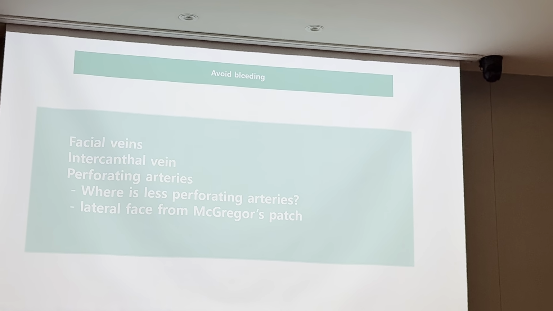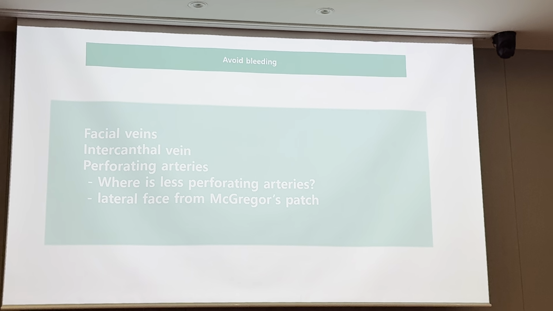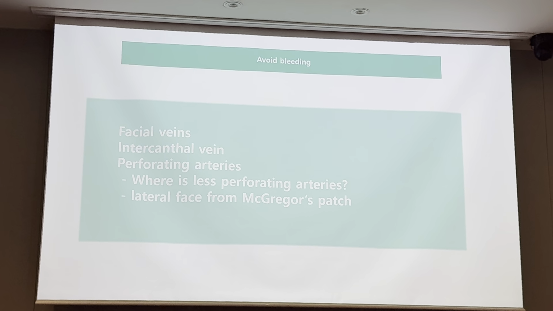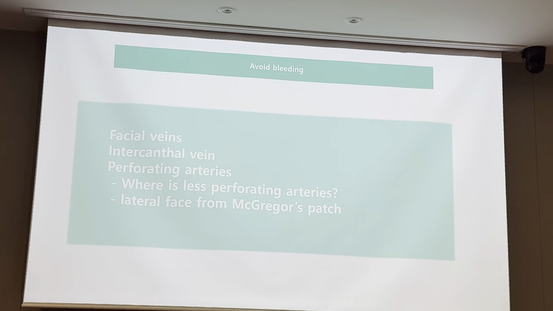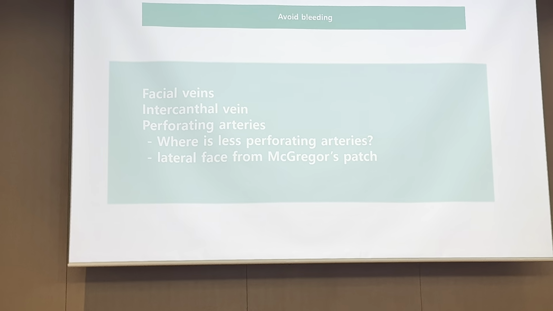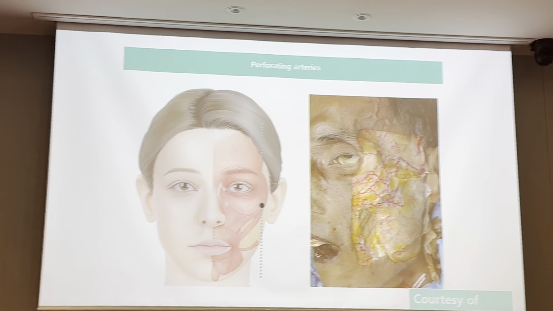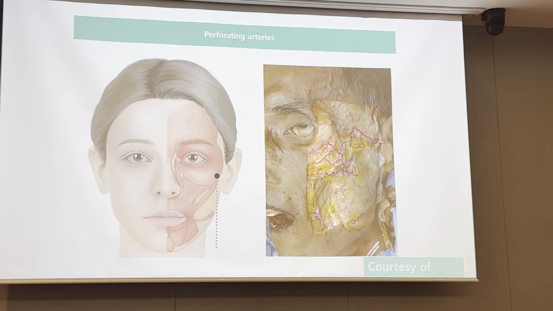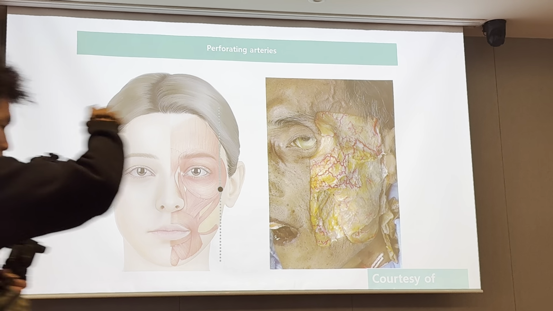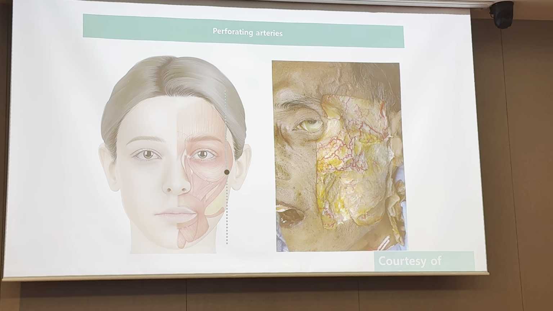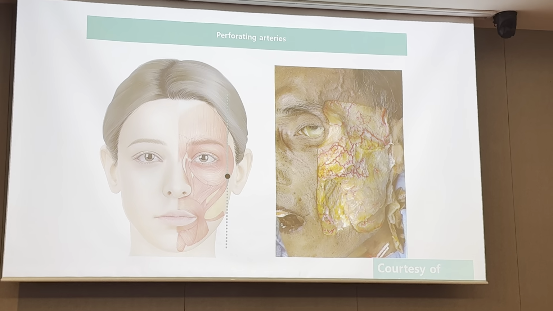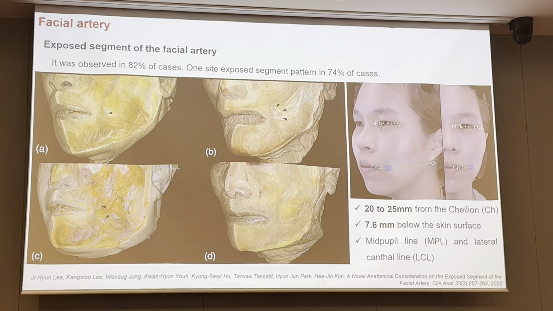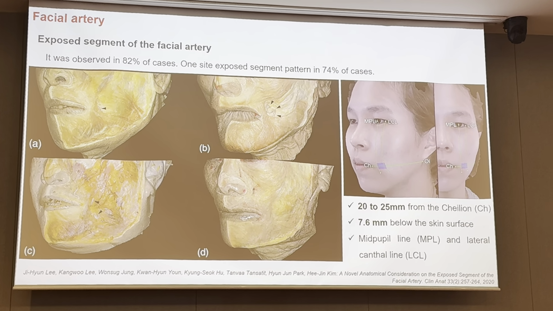So when you do intradermal injection, you have to avoid some of the superficial veins, that is the intercanthal vein, and some of the perforating arteries in the midface, in the cheek, and of course the sentinel veins. These perforating arteries are located in the mid anterior cheek, and they come from the transverse facial artery mostly, and the zygomaticoorbital artery too. So these are where bleeding can happen, and the facial artery is very tortuous.